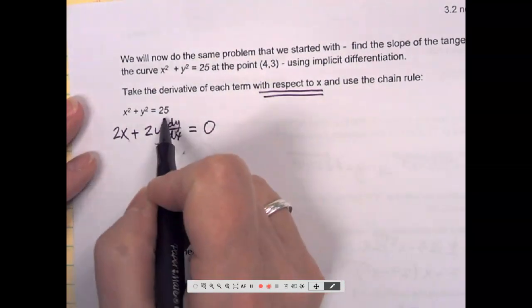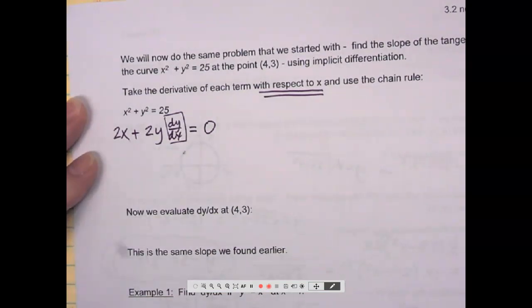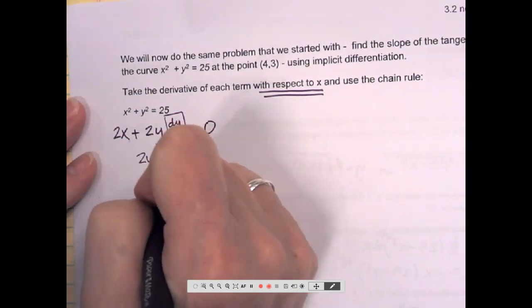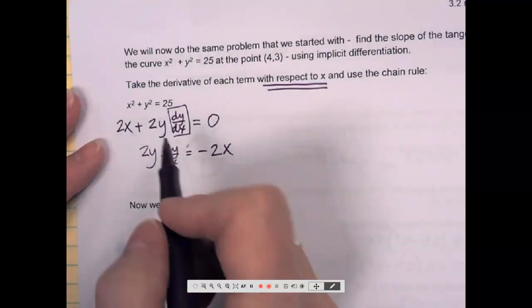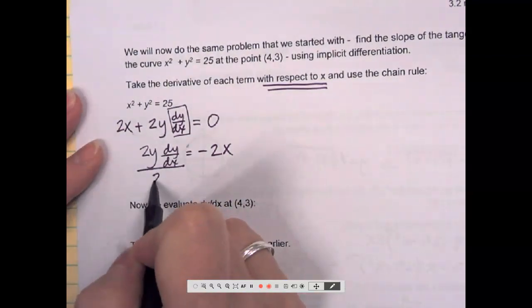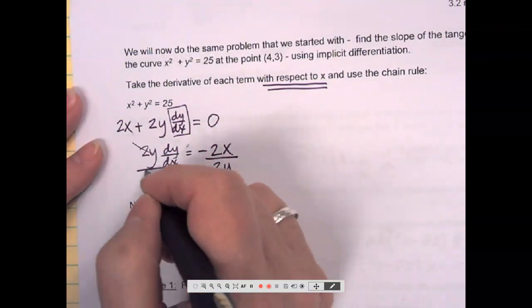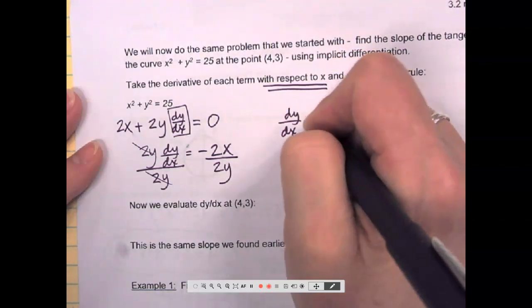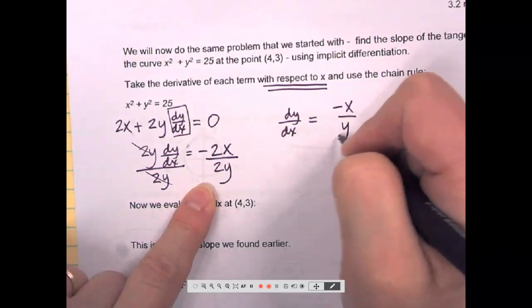So my next step is going to be isolate this. Get that by itself. I'm going to subtract 2x, divide by 2y. Okay, so I subtracted 2x. I'm going to divide by 2y. Okay, so those will cancel. And I get dy/dx equals, the 2's will cancel, and I have negative x over y.